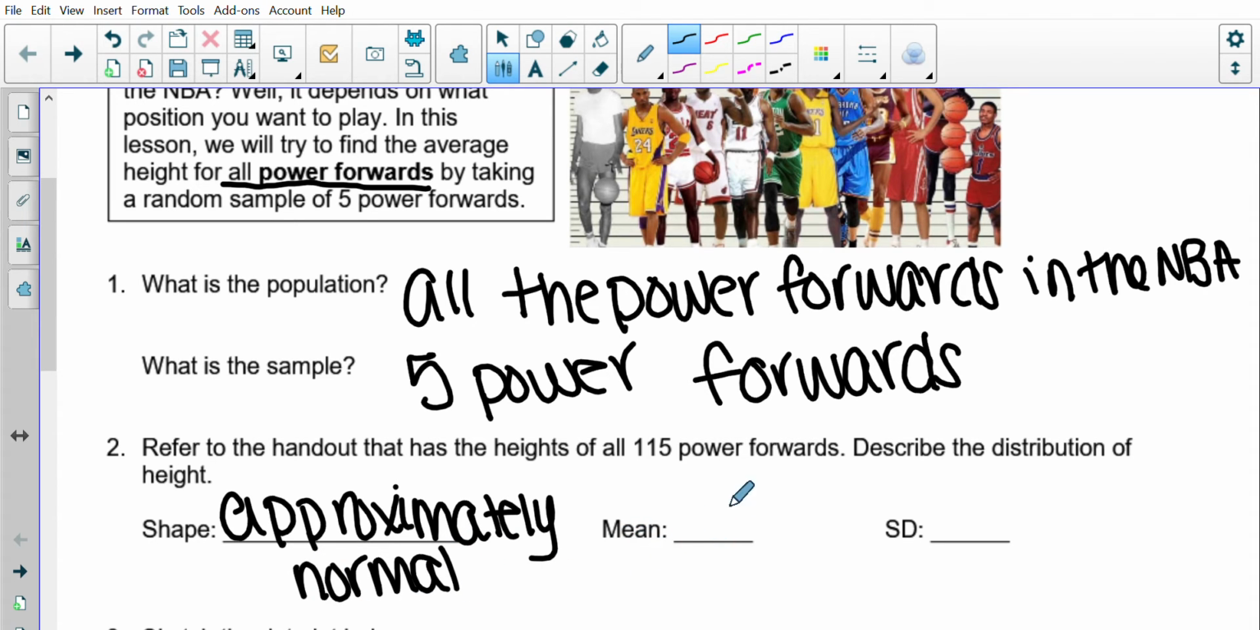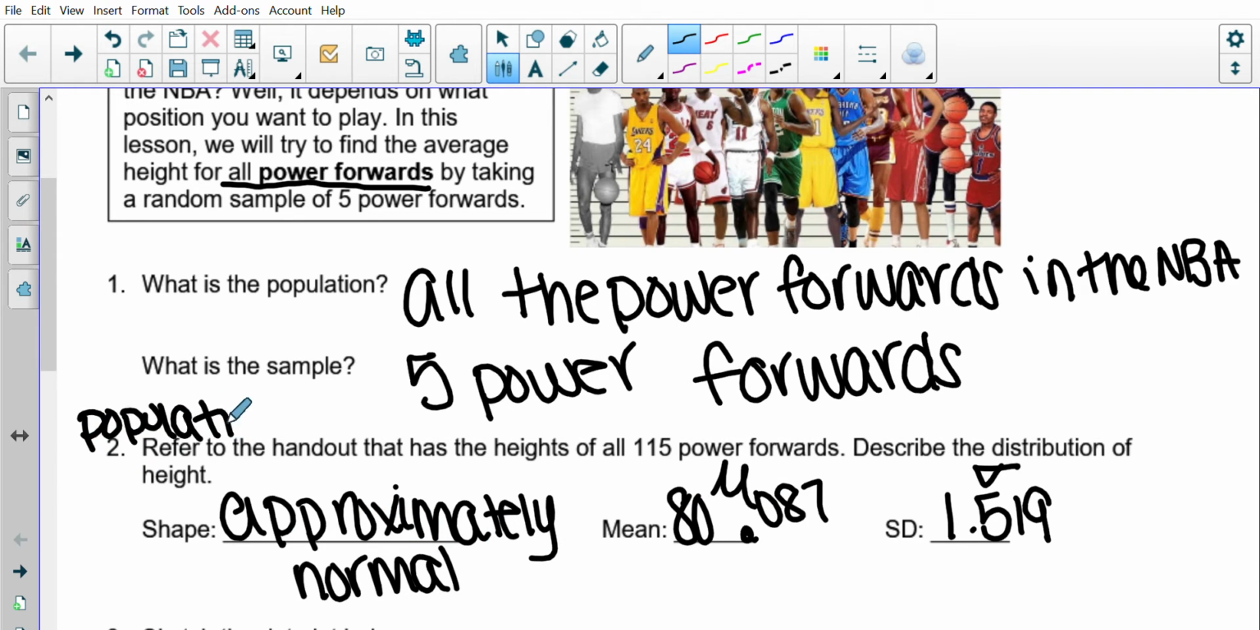Okay, and now what is the mean? The mean is 80.087. And what is the standard deviation? The standard deviation is 1.519. Okay? Now, what we just looked at is called our population distribution. Okay, we looked at all the 115 power forwards, okay?